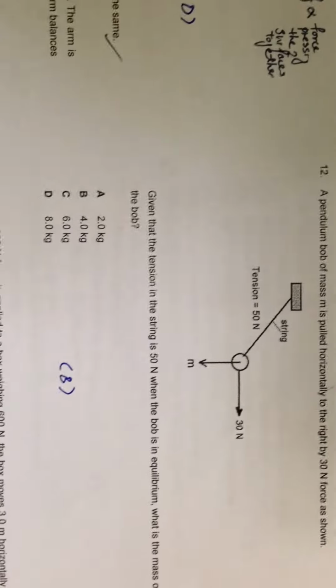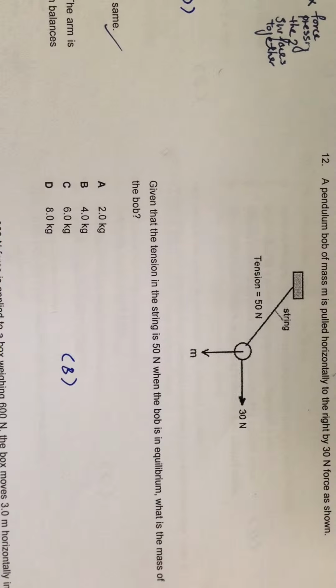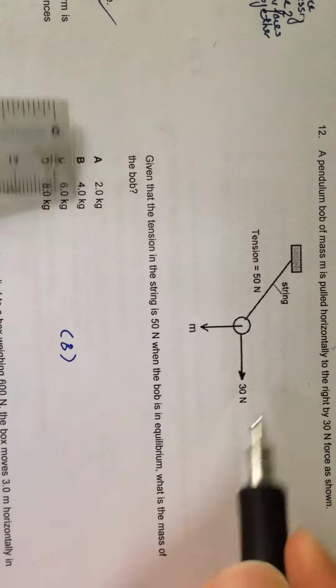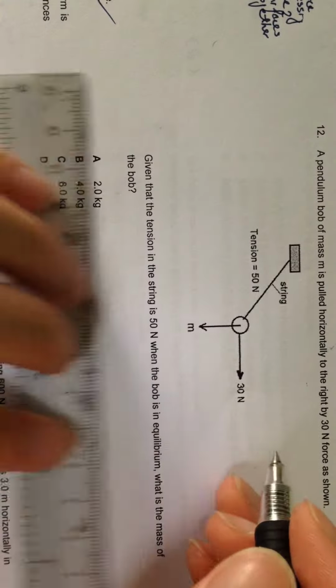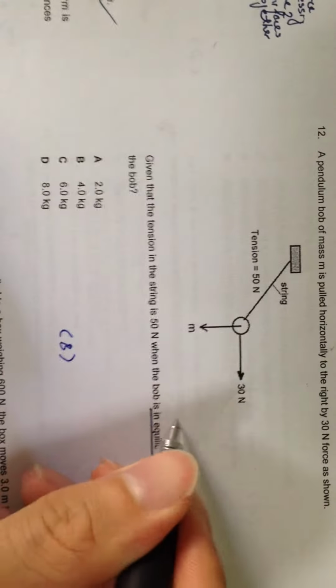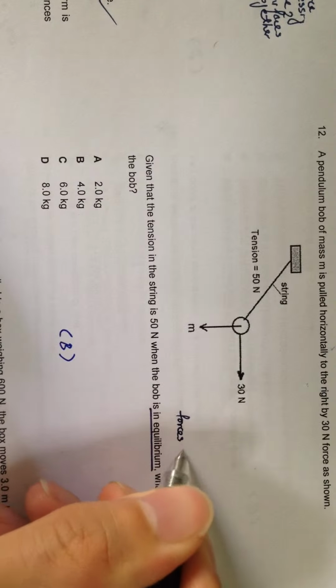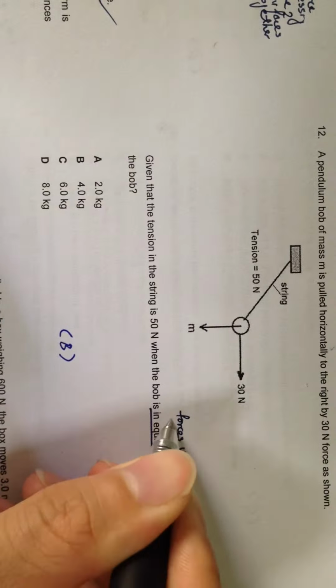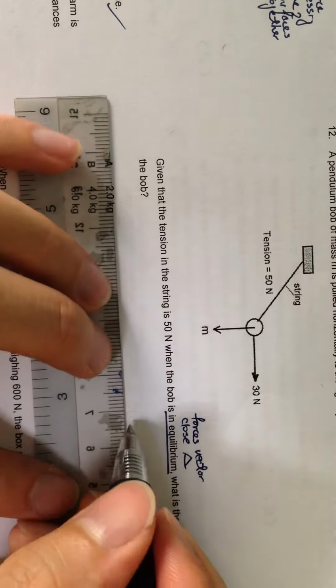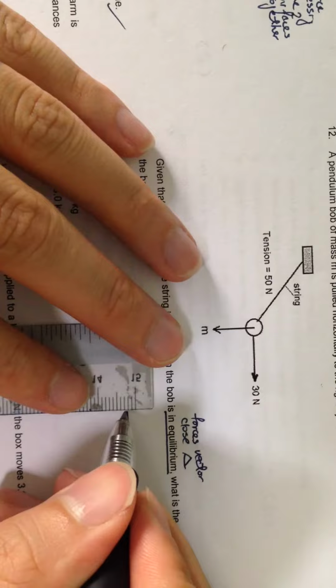Okay, question 12. Question 12 is on free body diagram. So down here you need to think quickly, because you need to sketch a free body diagram. You know that this thing is in equilibrium. Equilibrium means that the force vectors must be in a closed triangle. So let's draw it.